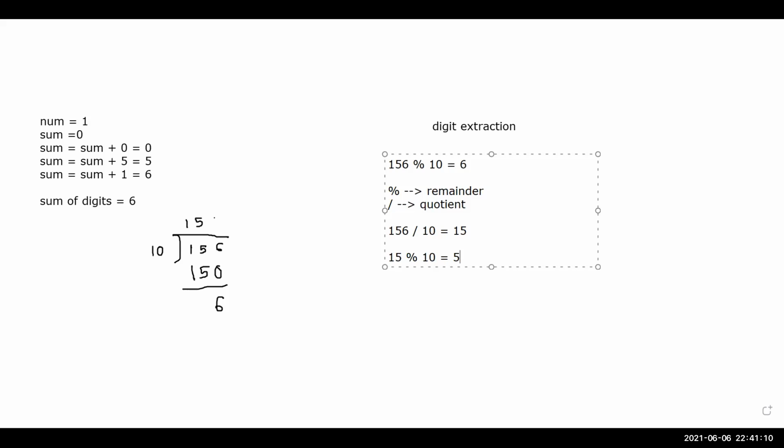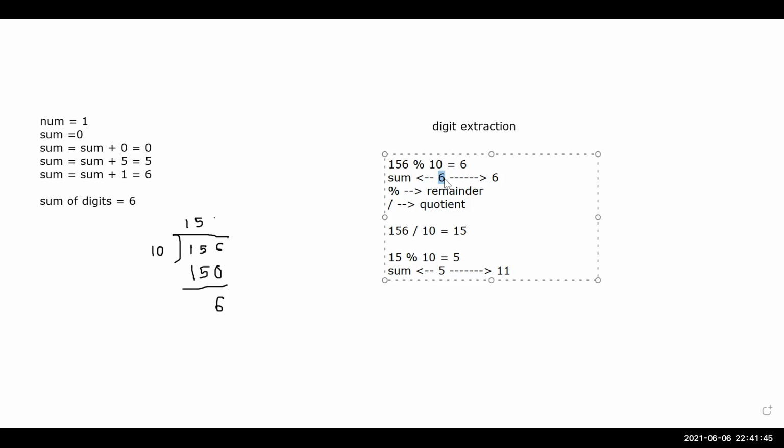So we will add it, right? We will add it to the sum variable. So suppose into the sum we were adding 6. Now into the value of sum we will add 5. So till now the value of sum should be how much? 6, and here the value of sum should be 11.